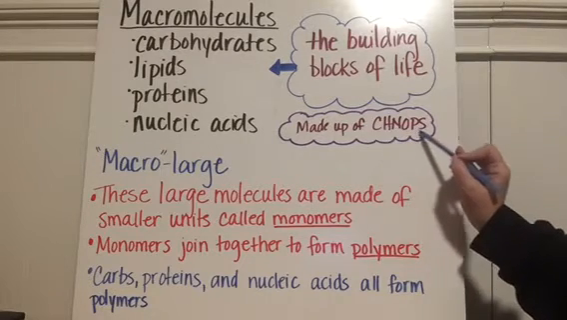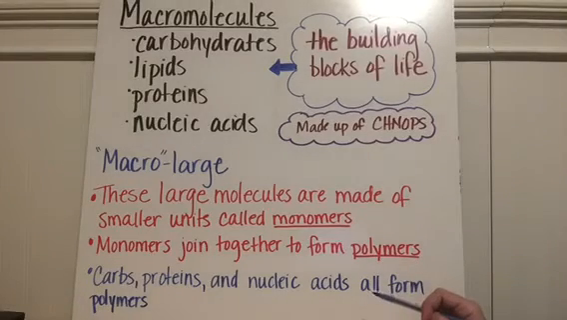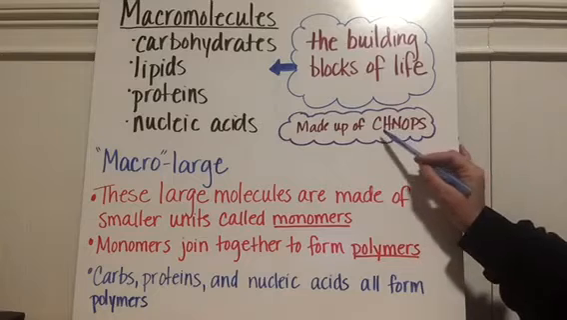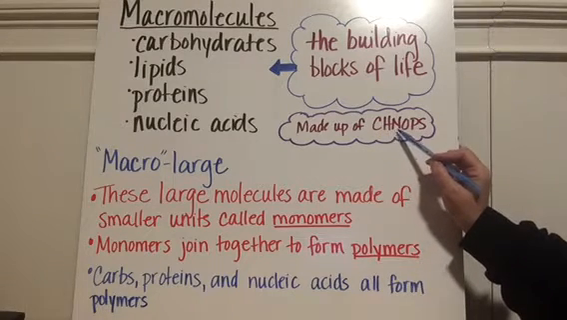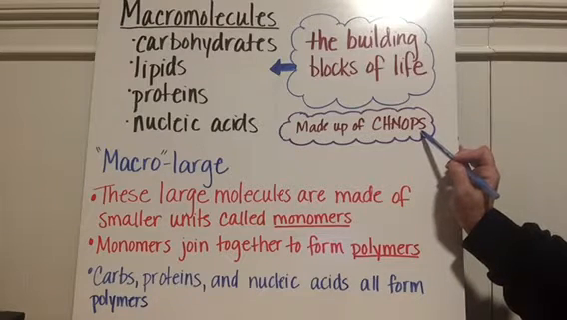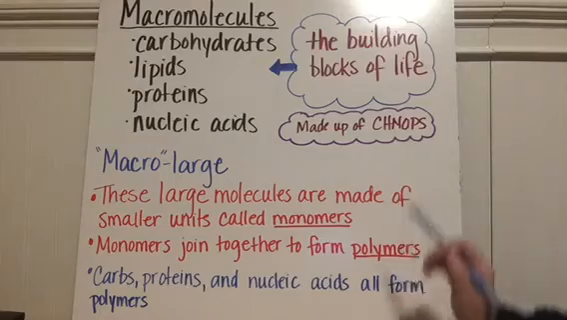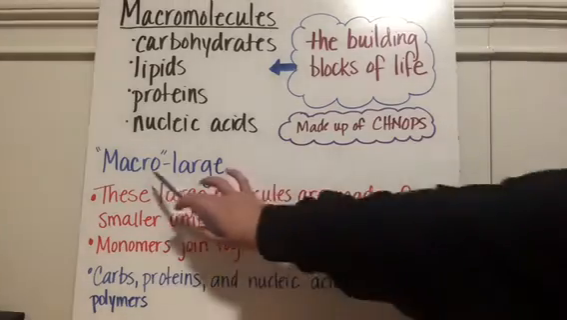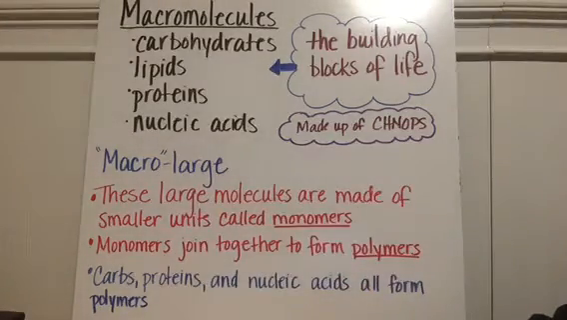So to go over these again, CHNOPS are going to be the most common elements found in living things. We have carbon, hydrogen, nitrogen, oxygen, phosphorus, and sulfur. So when we look at macromolecules, the word macro is going to mean large, large compared to micro, but we are still talking about small objects relative to us.